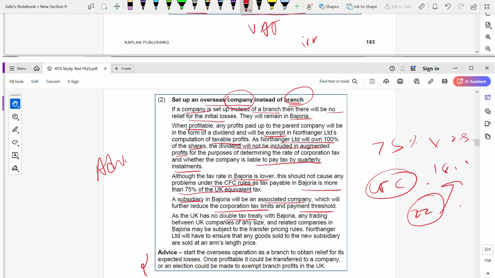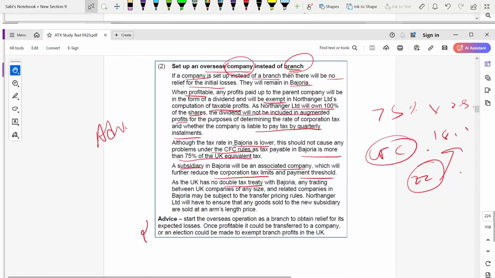Now you will talk about double tax treaty. So as the UK has no double tax treaty with this country, any trading between UK of any size and related companies in this one will be subject to transfer pricing rules. We have covered this before. Can you recall? Okay. So therefore they will need to ensure that goods sold to the new subsidiary are sold at an arm's length price. This is the place where you can get your professional skill marks because you are thinking from various angles.